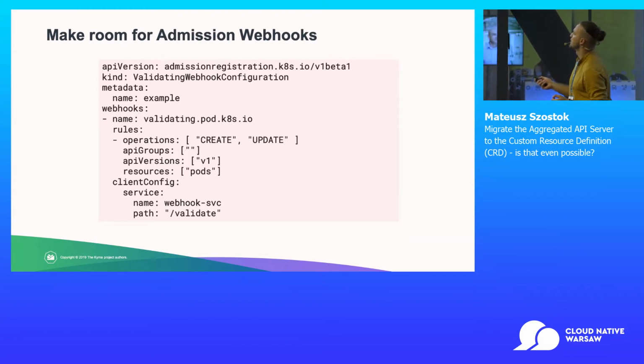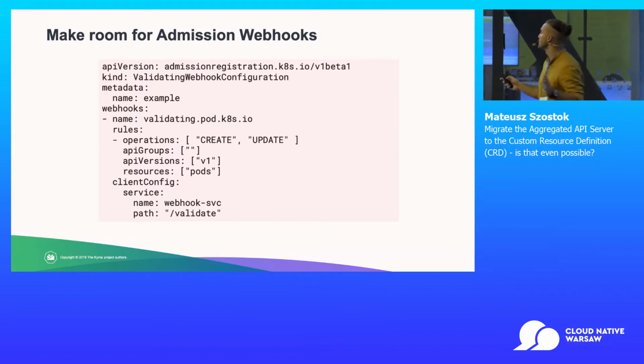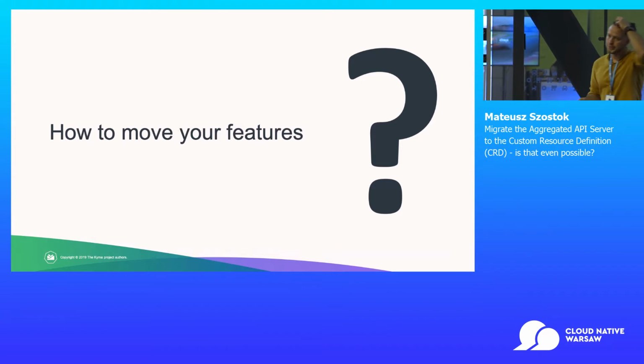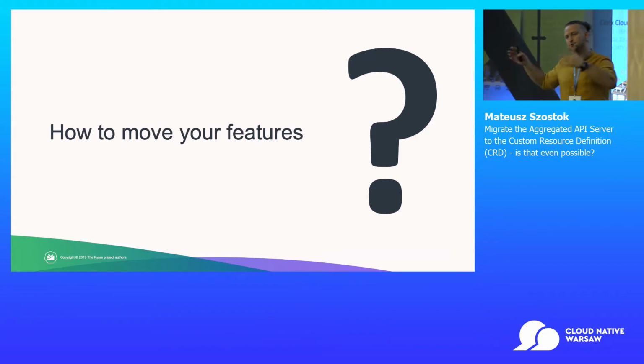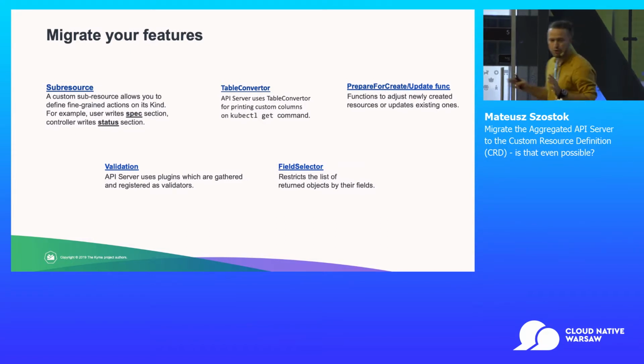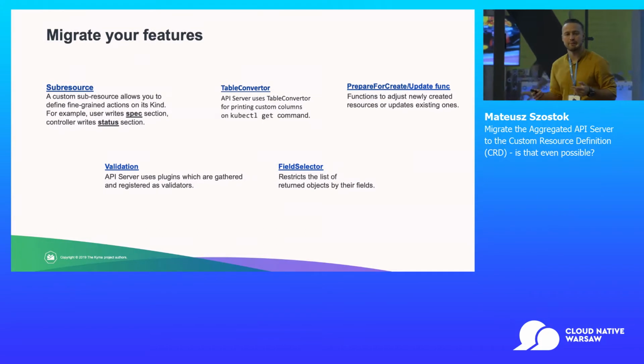How you can register webhook? In the same way, basically. You're saying, okay, call my service when pod will be created or updated, but right now, in that case, you are using validation webhook configuration. That's it, nothing more. So, how to move your features from API server into CRDs? I've chosen 5 most important ones to show you how we substituted them in CRD approach.